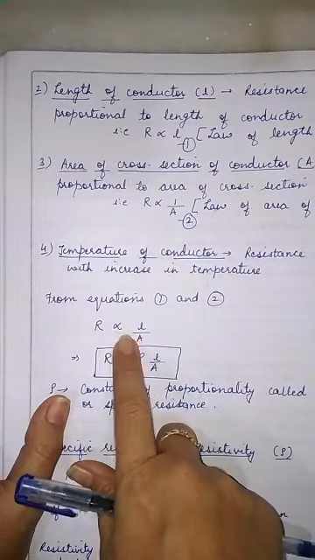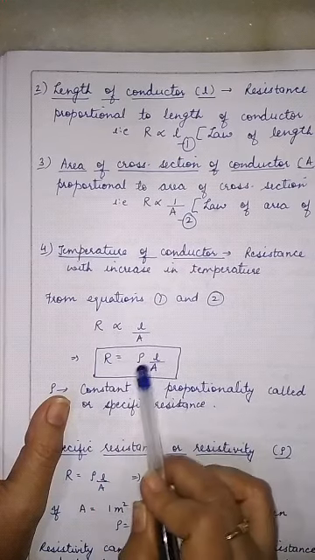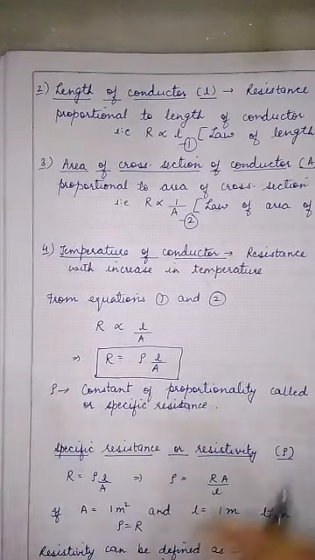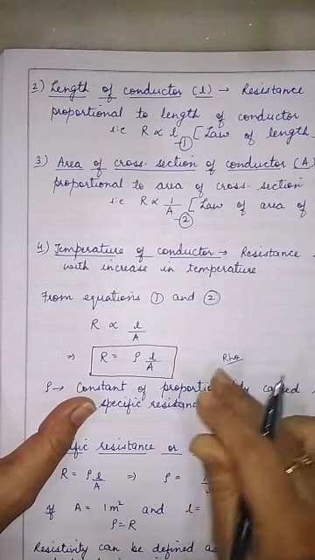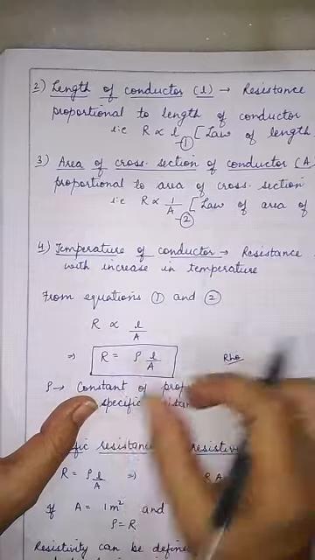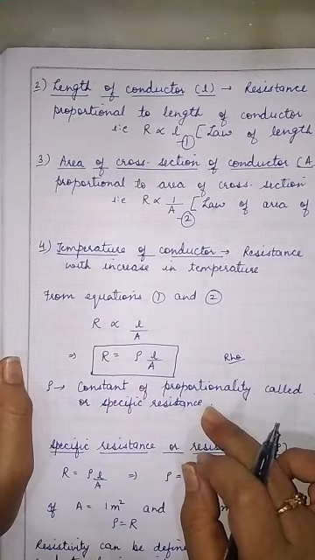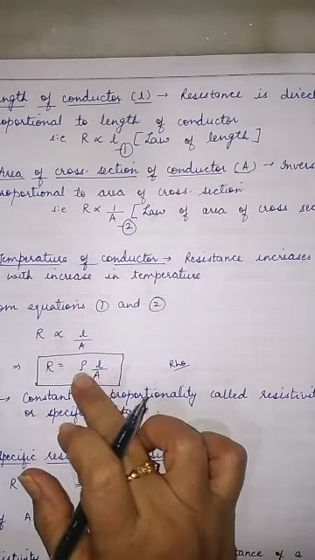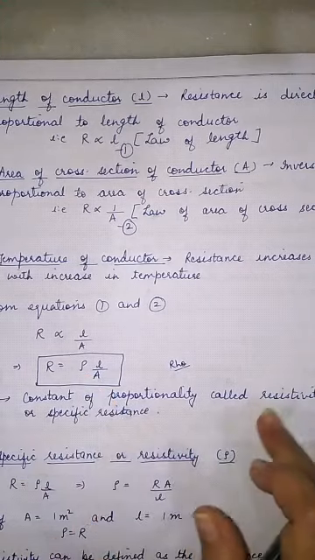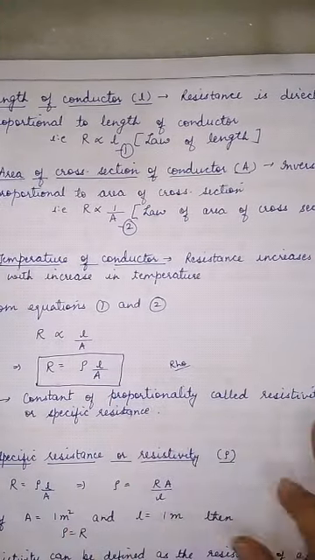Removing the sign of proportionality, we introduce a constant. R is equal to rho L by A. This constant is called rho, R-H-O. The name of this constant is rho. Now rho is the constant of proportionality called resistivity or specific resistance. That means the meaning of this constant is resistivity or specific resistance.